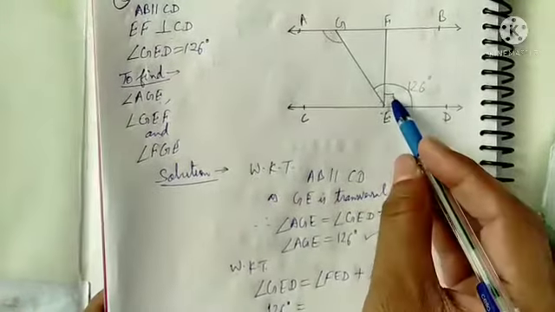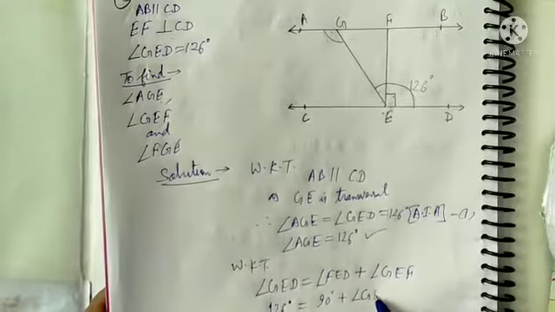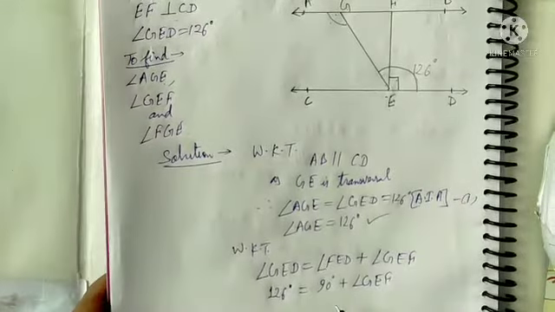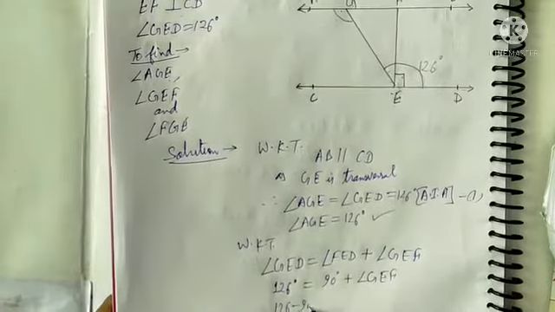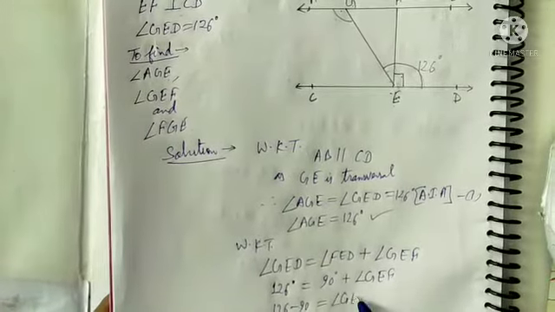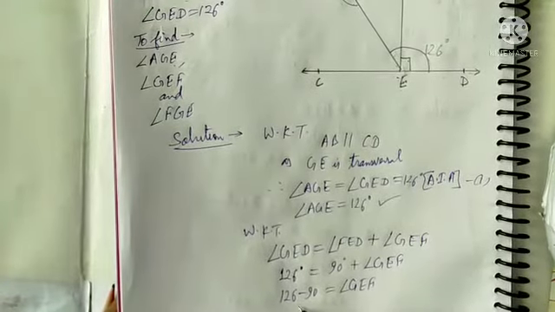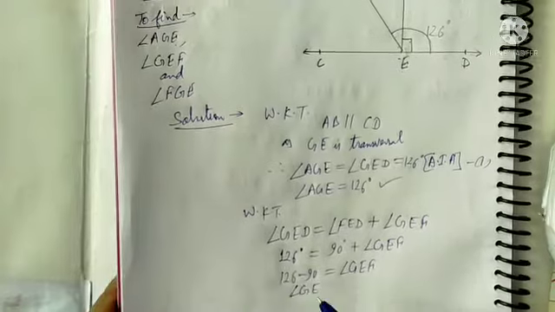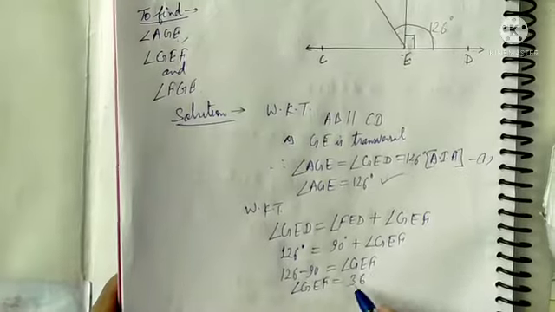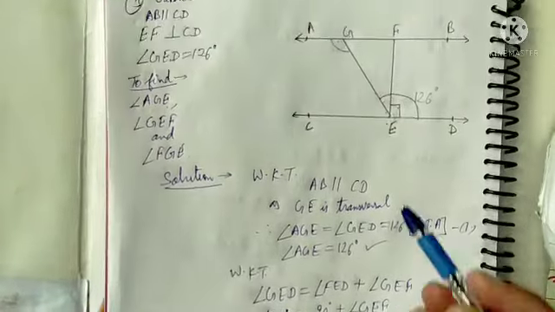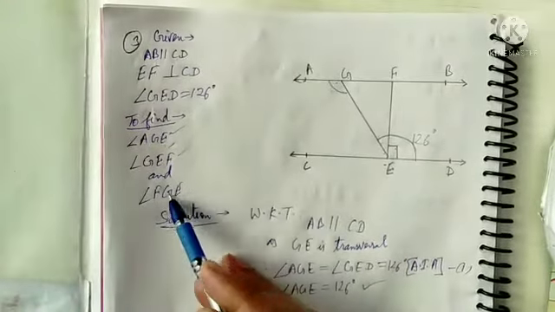And angle FED is given 90 degree. It is clearly given, right here, 90 degree. So 90 plus angle GEF. We can calculate easily. So transpose 90 from this side to that side. 126 minus 90 is equal to angle GEF. Subtract 90 from 126, then you will get the value of GEF. What is the value of angle GEF? 36 degree. Then angle GEF we got is 36 degree.